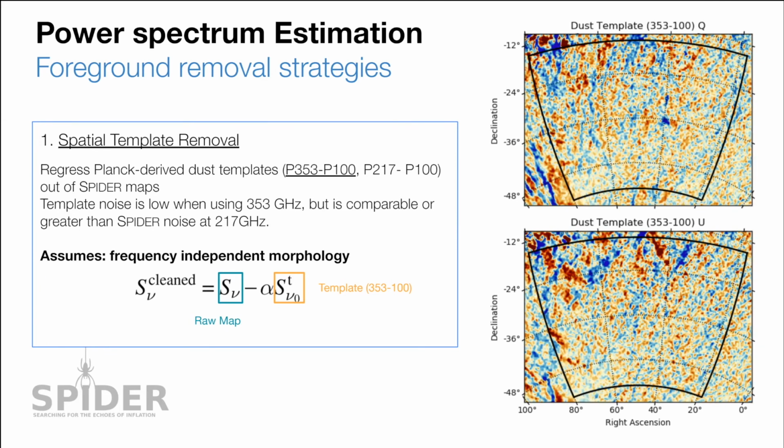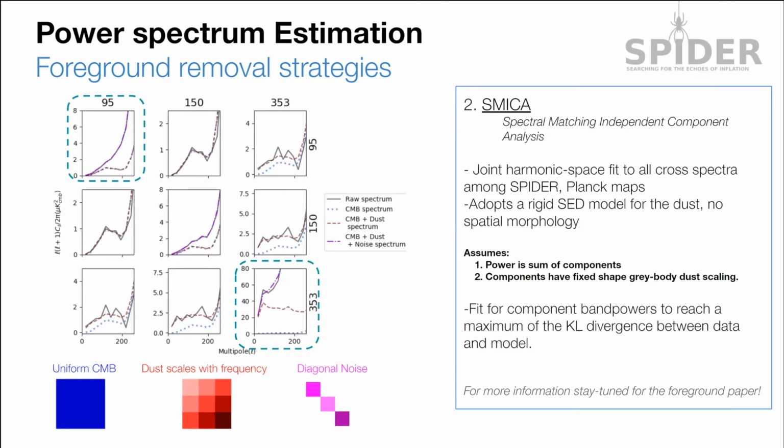The other method, SMICA, is done in the harmonic domain. It is a joint fit to all cross spectra among SPIDER and Planck maps. It uses a rigid spectral energy distribution model for the dust, so no spatial morphology, compared to the first method in the map domain. And you fit for the band powers of components to reach a maximum KL divergence between your data and the assumed model for your components, the CMB, the dust, and the noise.